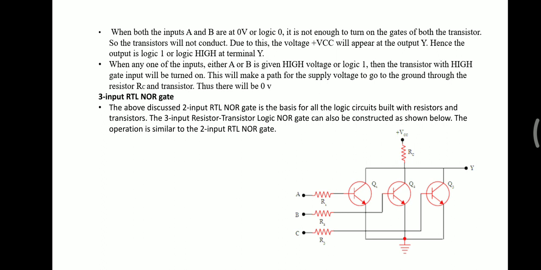Next, the 3 input RTL NOR gate is shown. Here 3 inputs means we will have 3 input resistors, and we will be using 3 transistors, Q1, Q2 and Q3. Both circuit diagram connections are almost the same, and it will deliver the same kind of output.